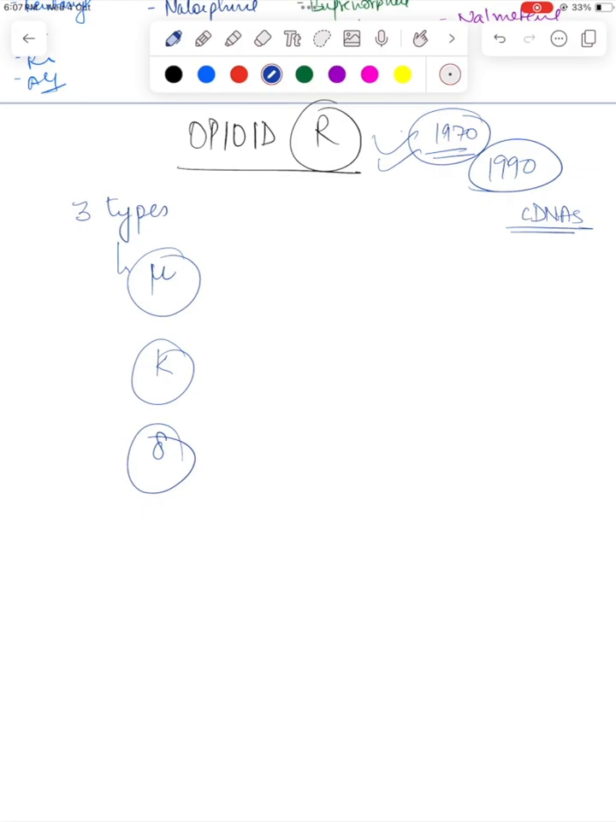They did some pharmacological studies and found certain ligands that bound to these specific opioid receptors. Depending on the original ligand described as binding to these receptors, they got their names. So in the case of mu, the original ligand was morphine. In the case of kappa, the original ligand was ketocyclazocine.